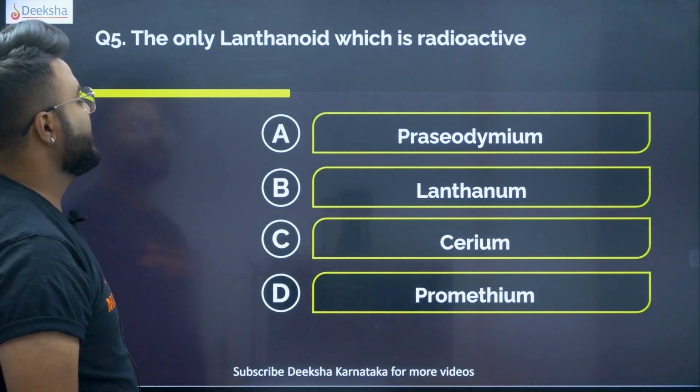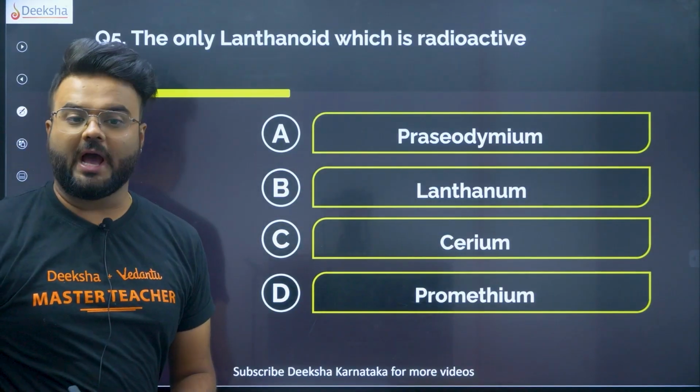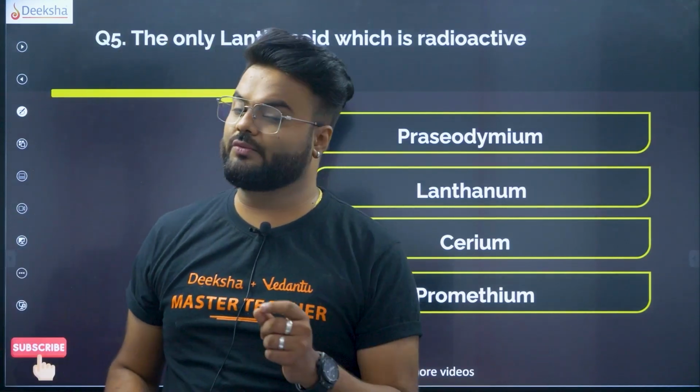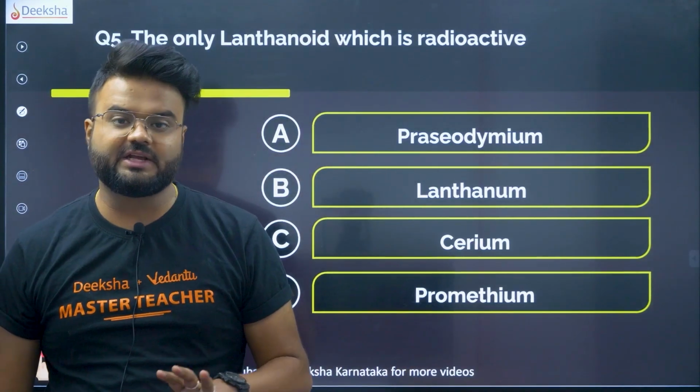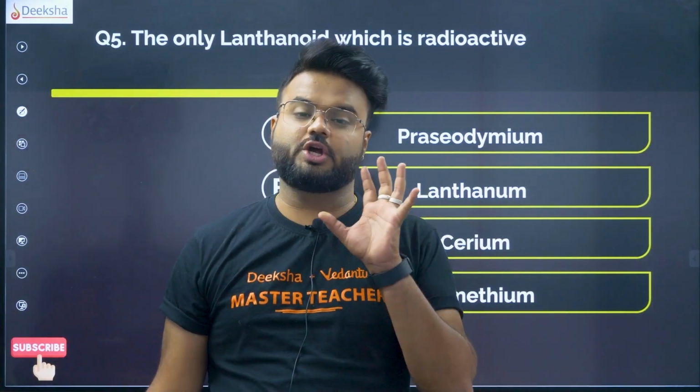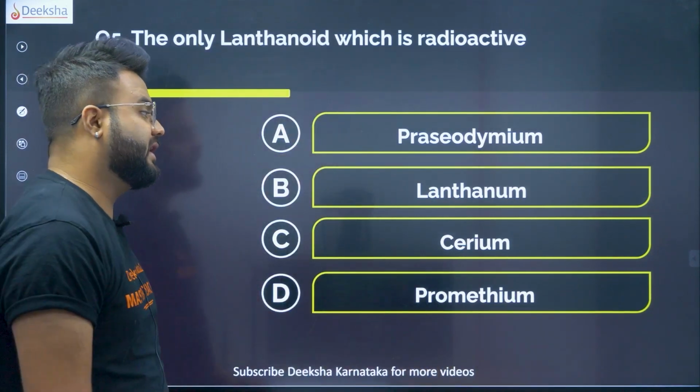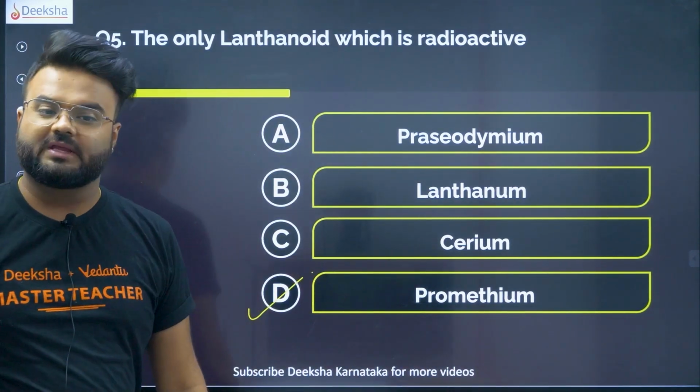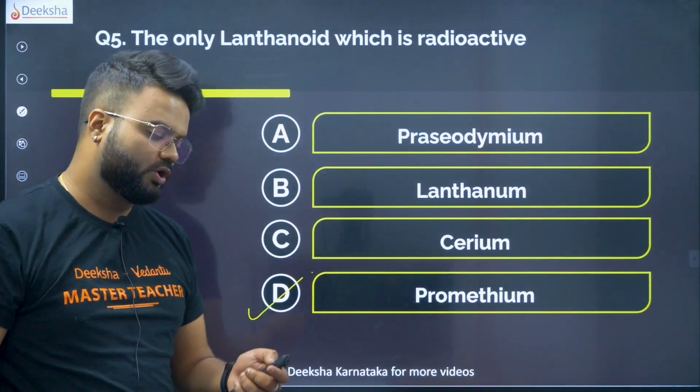Next, the lanthanoid which is radioactive. Promethium is the only lanthanoid which is radioactive, and it is clearly given in your NCERT. So your correct answer will be promethium. It is a conceptual question.